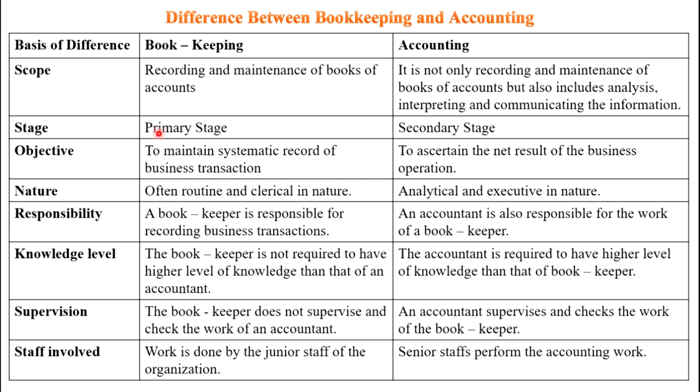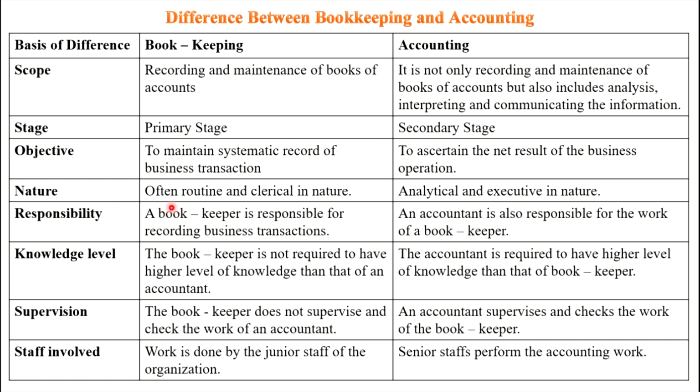Stages. Bookkeeping is a primary stage because here we record the transactions first time. And accounting is the secondary stage. Here we try to analyze and interpret the record. That's why this is the secondary stage. The main objective of bookkeeping is to maintain systematic record of the business transactions, and of accounting is to ascertain the net result of the business operation, that is profit or loss.